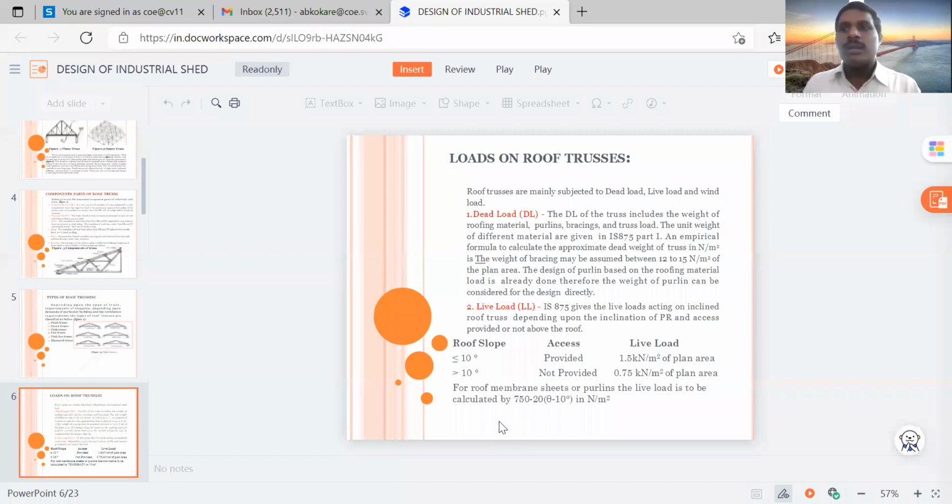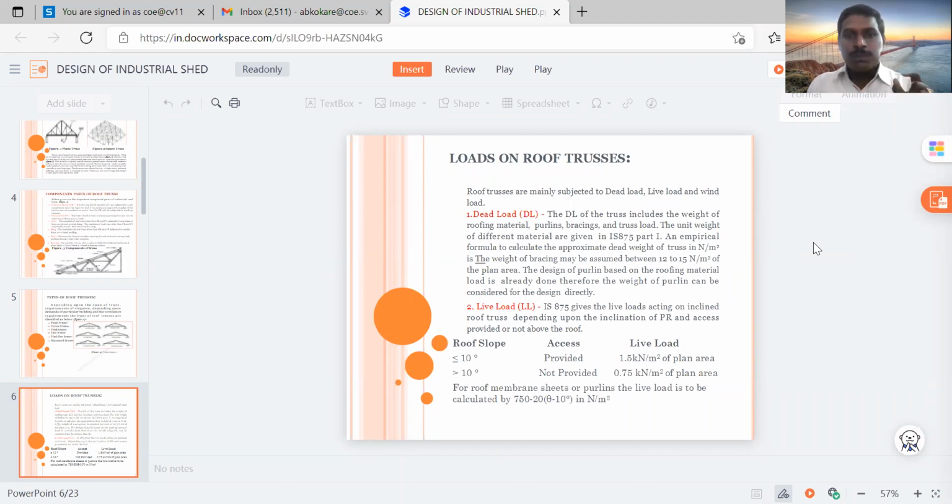The very important part of the design of roof truss or industrial shed is the load. Now I will compare software and regular load analysis. Software requires input. While we are designing the industrial shed by using software, we have to provide the input data. That input data is nothing but the load and load combinations. So that we have to provide.